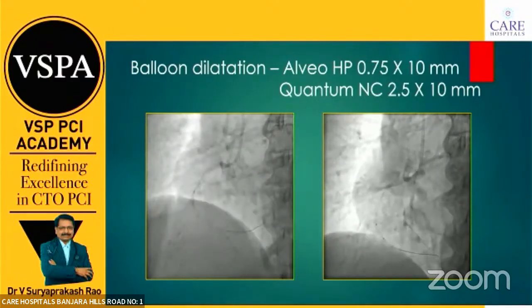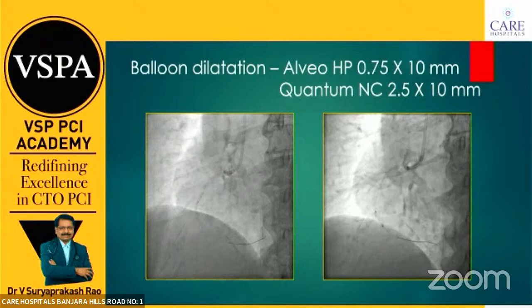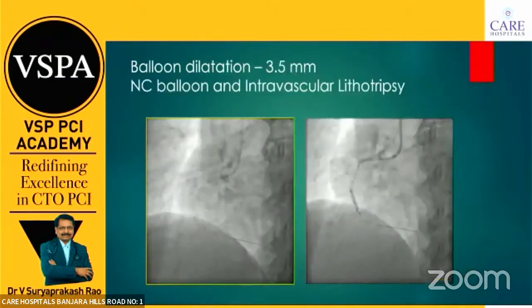Next, please. So once we crossed it, the angioplasty, I thought, was simple, but we could not go. We dilated with a 3.5 NC balloon. Then we went with, next slide, please, we went with intravascular lithotripsy.